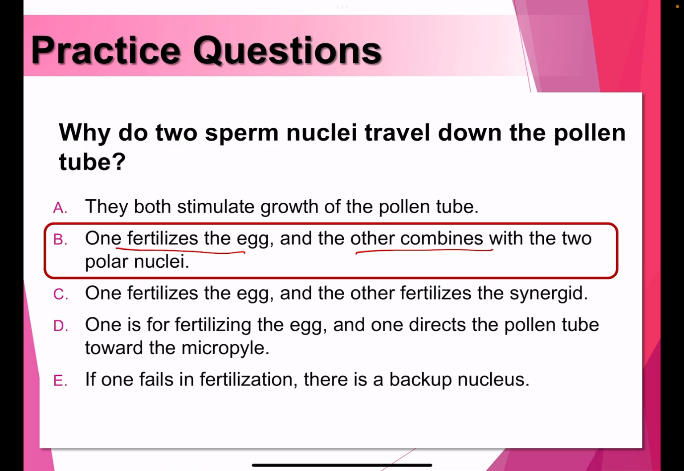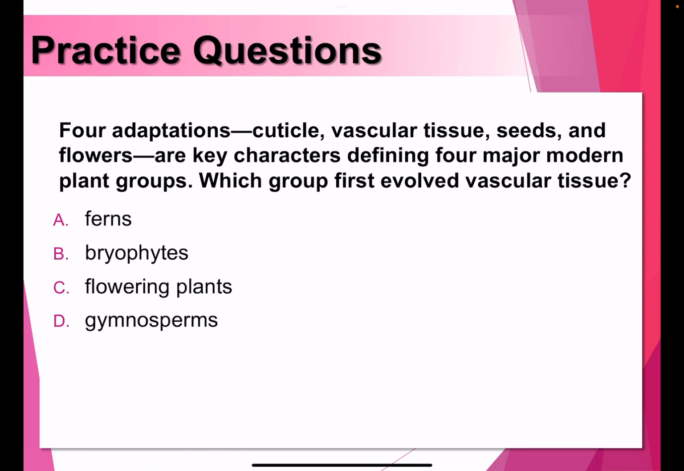We didn't specifically say polar nuclei, but it happens in humans as well, where egg cells will make these polar bodies. But a similar case where the other sperm fertilizes these two nuclei and will become your triploid cell. All right. For adaptation, cuticle, vascular tissue, seeds, and flowers are key characters defining four major modern plant groups.